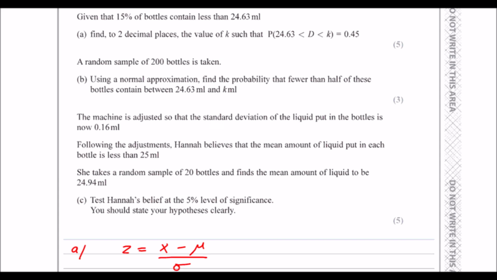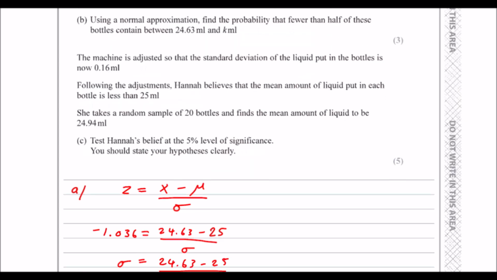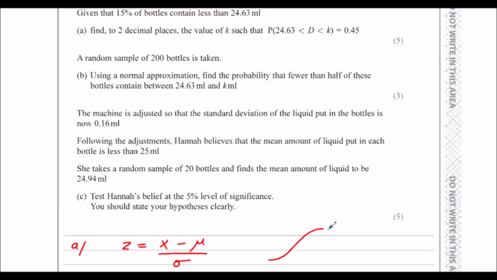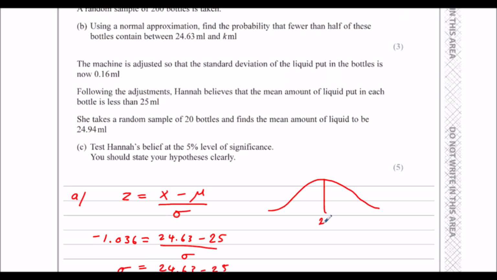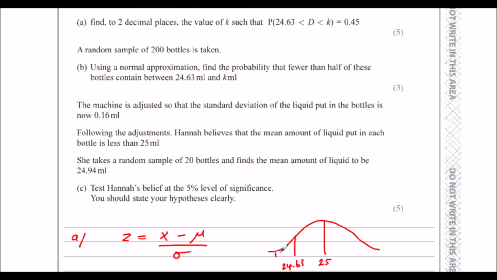So what was the question? The value of K such that we've got, I'm going to draw a diagram here. We've got a normal distribution with the mean of 25. Down here we've got our 24.63, and we want 45% up to K. So this is 15%. Another 45% will get us to 60%. So K's up here. So we've got 35% here and 10% here.